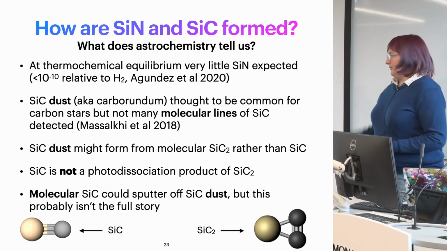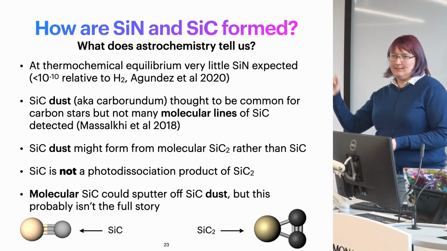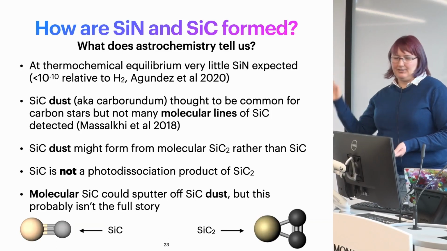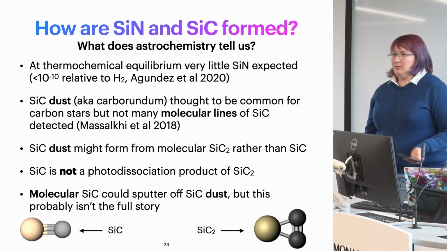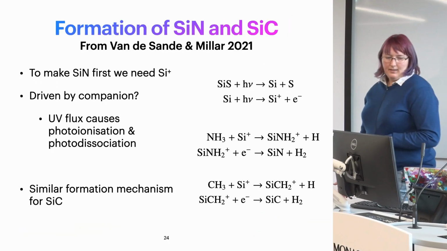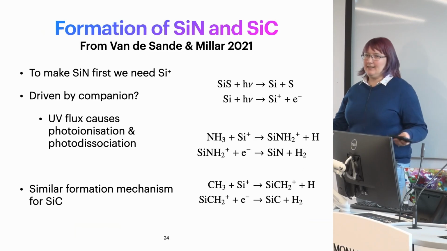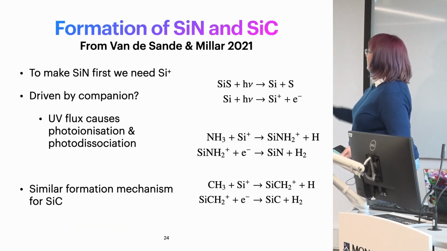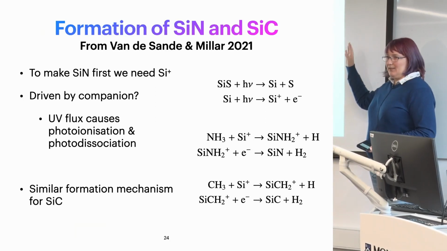It is possible that molecular SiC might come off of SiC dust as it's destroyed or hit by energetic photons or something like that. But that's probably not the cause of the whole thing, because that's not where SiN is coming from. So to make either SiN or SiC in the molecular state, the key thing that we need is Si+, ionized silicon.